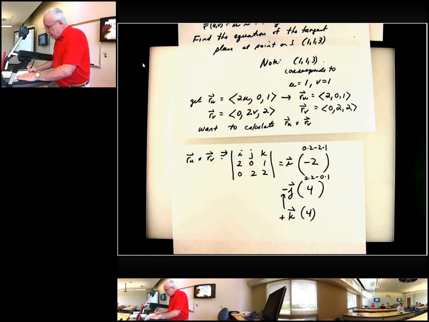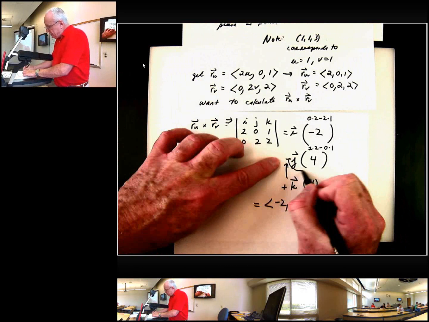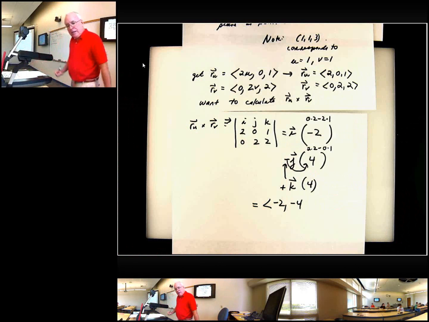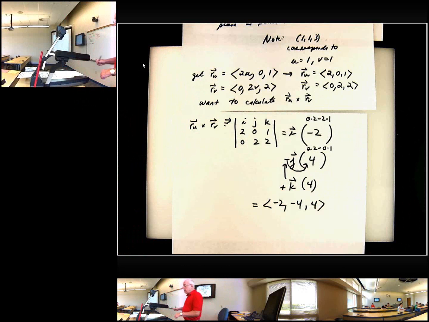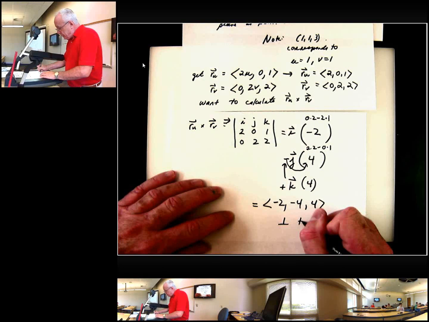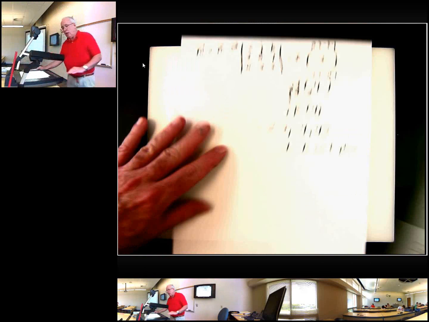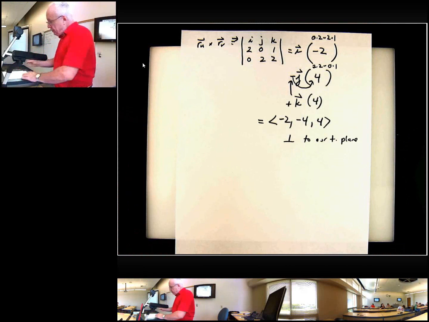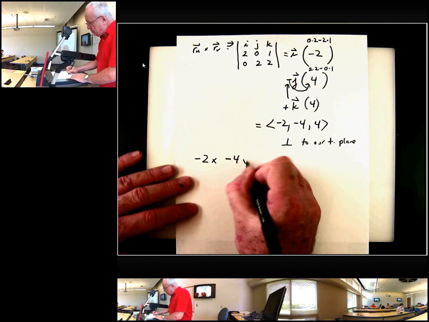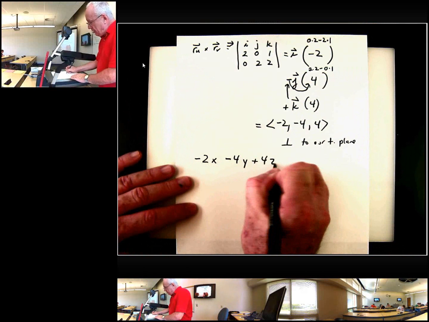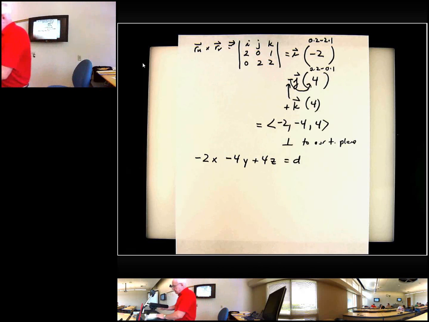All right, so let's see here. What does this come out to be? Our first component is minus 2. Don't forget about this minus sign. My second component is minus 4. And my third component is 4. All right. So this is perpendicular to our tangent plane. So now we know therefore that minus 2 times x minus 4 times y plus 4 times z equals d. Some d is going to be our equation. We now have to find d.